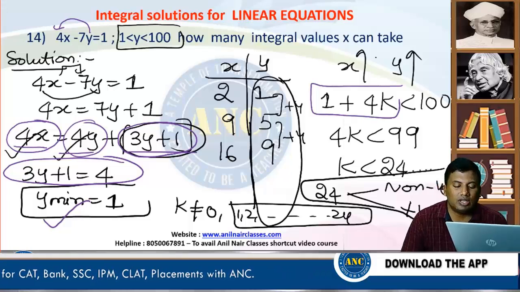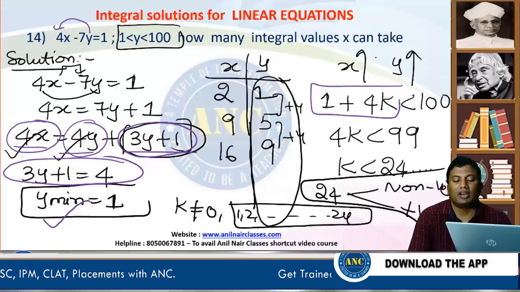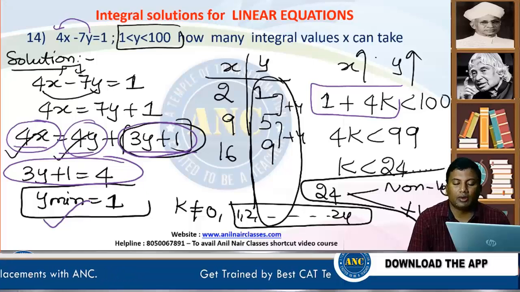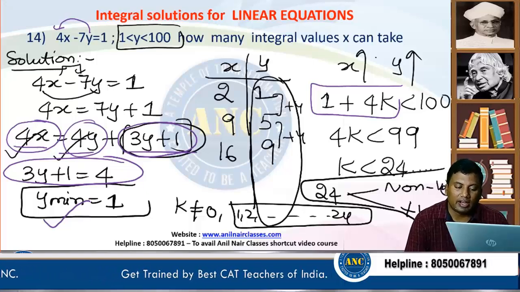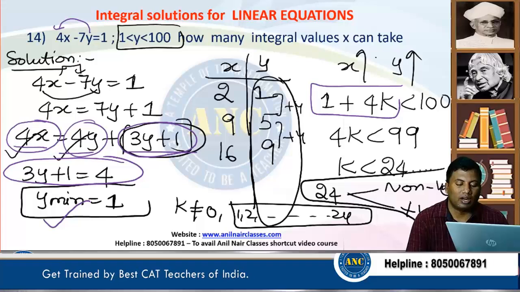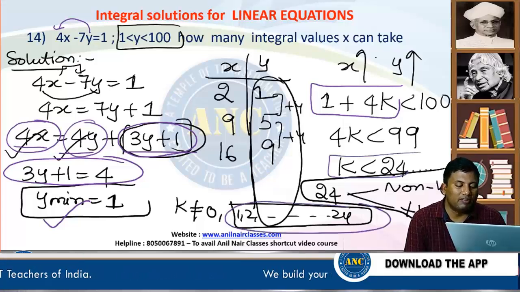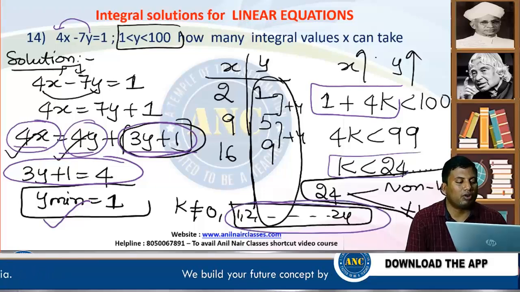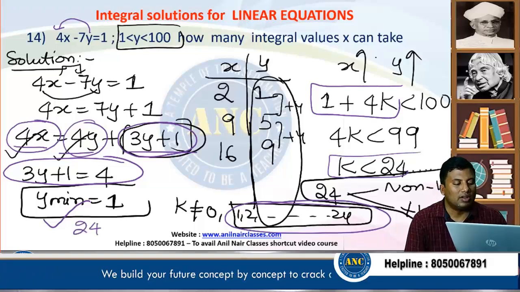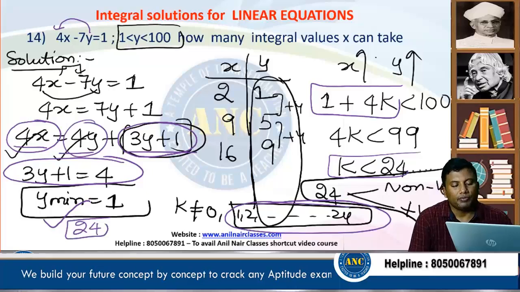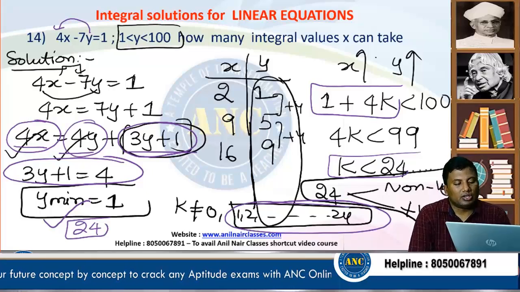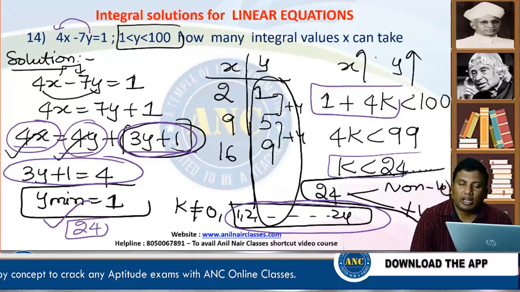K cannot be 0. If k is 0, I will get 1. Are you all with me? I will get 1, but y is greater than 1. So k is less than 24. K will take all the values from 1 to 24. Answer for this question is there are 24 values. I hope it is clear.